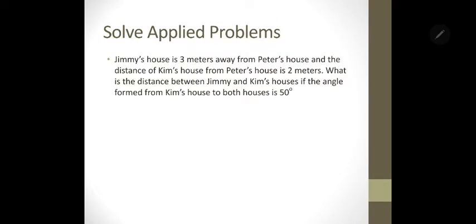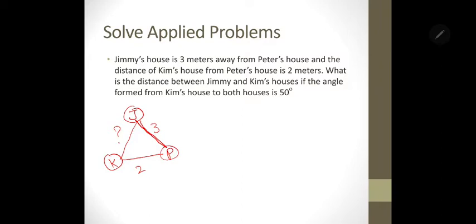Moving on, let's solve some applied problems here. The question is, Jimmy's house is 3 meters away from Peter's house, and the distance of Kim's house from Peter's house is 2 meters. So it looks like we are talking about 3 people. Let's say this is Jimmy's house, this is Kim's house, and this is Peter's house. So this distance is 3 meters, and this distance is 2 meters. What is the distance between Jimmy and Kim's house? This is the distance that we have to find out.